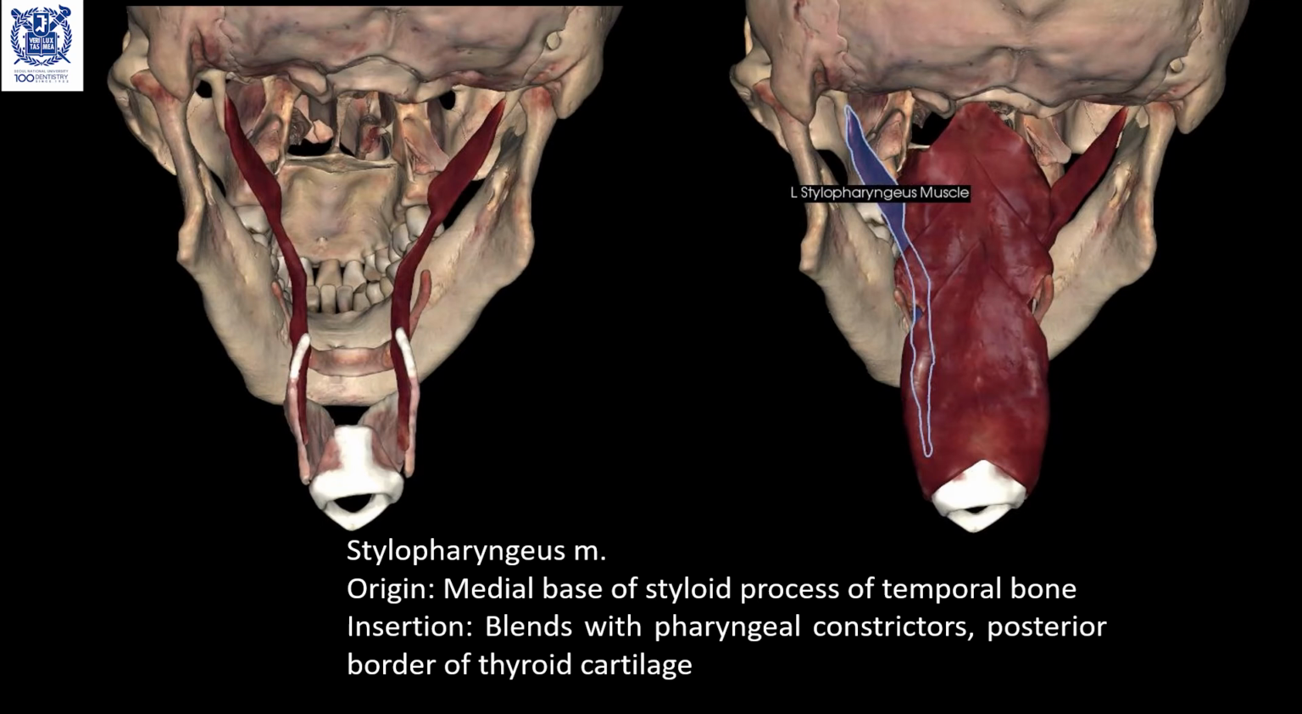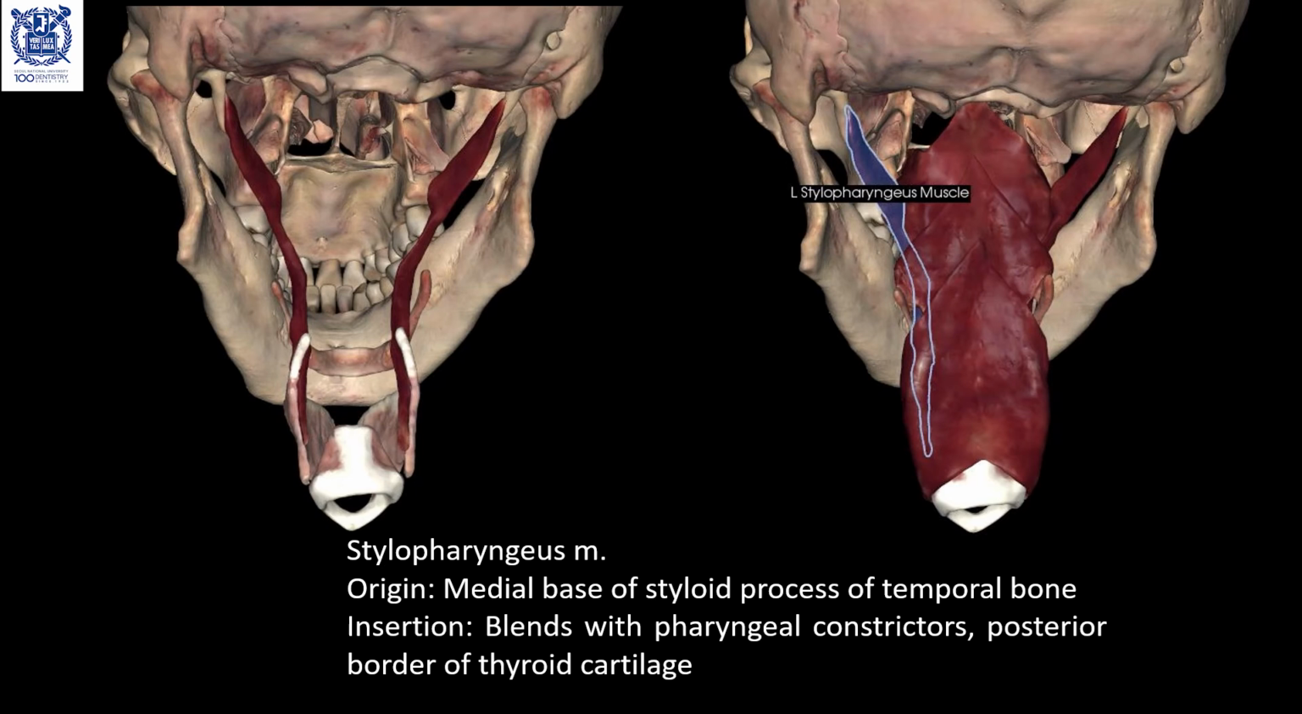The glossopharyngeal nerve runs on the lateral side of this muscle and crosses over it to reach the tongue. The stylopharyngeus is the only muscle in the pharynx innervated by the glossopharyngeal nerve via branchial motor neurons, with their cell bodies in the rostral part of the nucleus ambiguus. Embryological origin is the third pharyngeal arch.